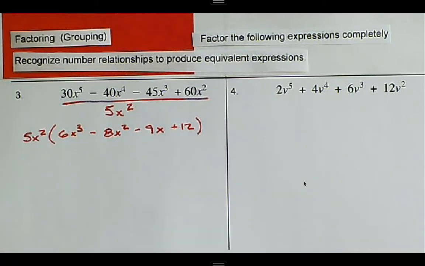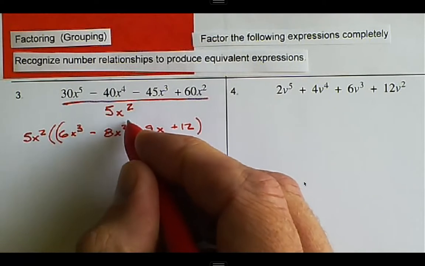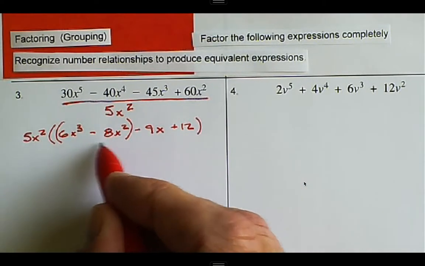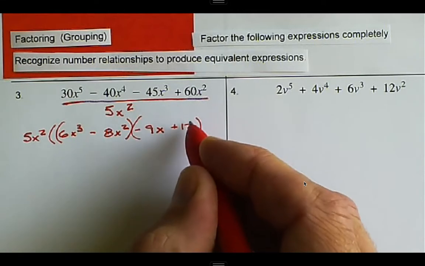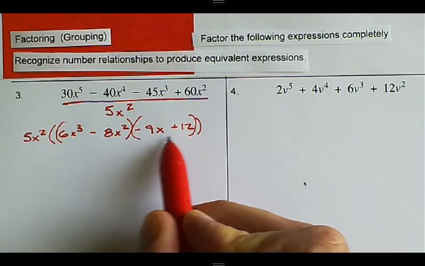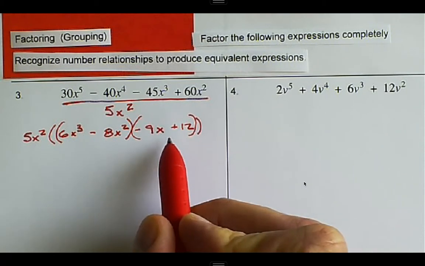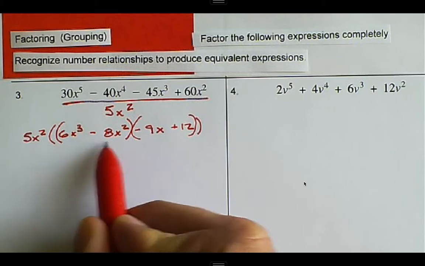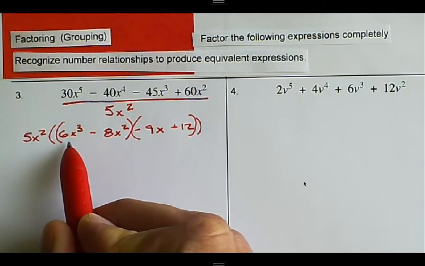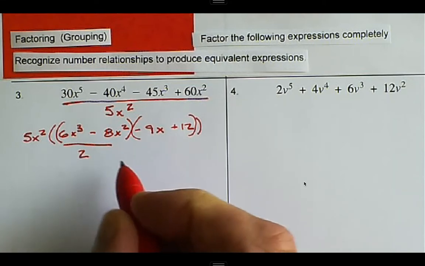And now we can factor by grouping here. So we're going to make the first group, which is 6x cubed minus 8x squared. And then our second group, negative x plus 12. What do we have in common between these two? They're both even, so I can definitely divide out a 2. So that's what I'll do. I'll divide out a 2.